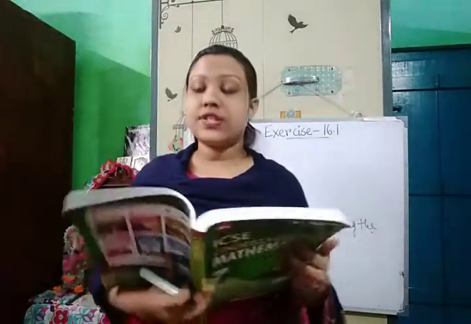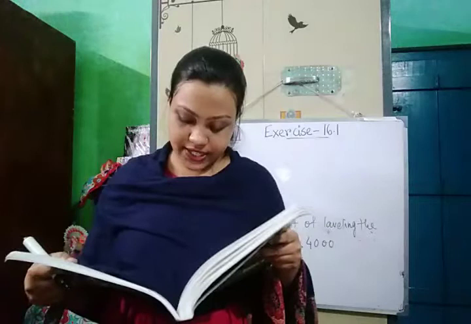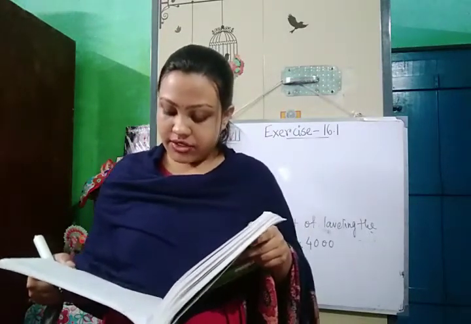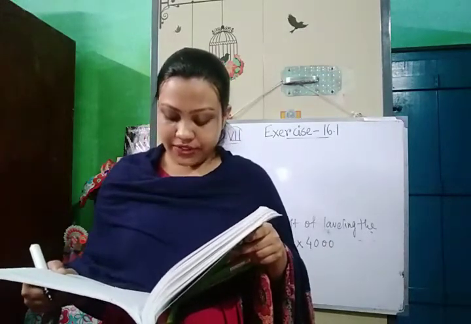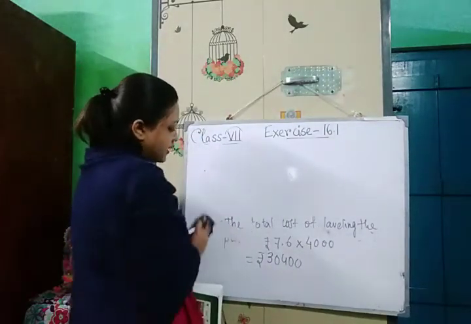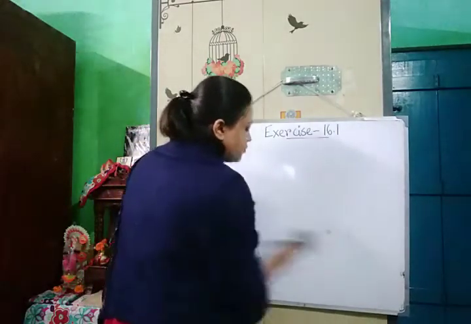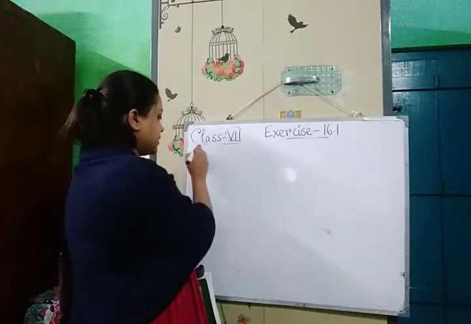Now next one is question number 17. The area of a rectangular plot is 460 meter square. If the length is 15% more than its breadth, then find the perimeter of the plot. We don't know the length and the breadth, we just know the area and that the length is 15% more than its breadth.